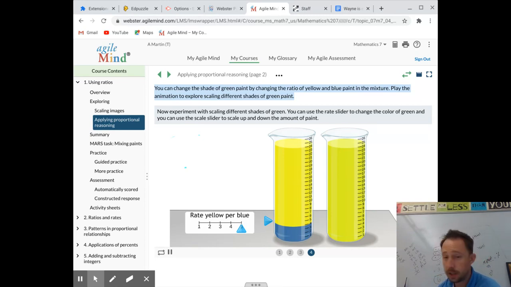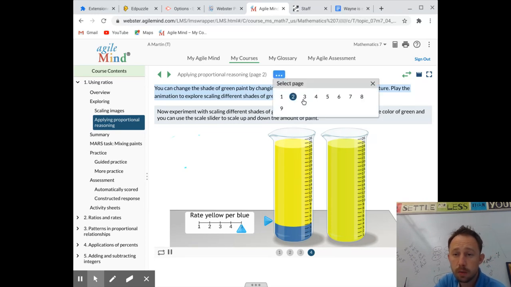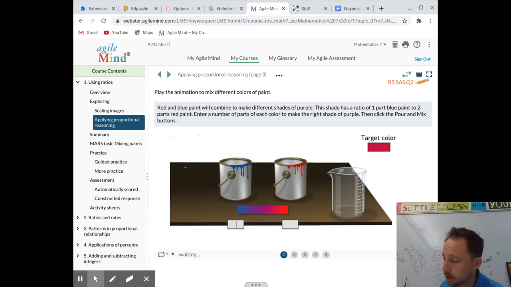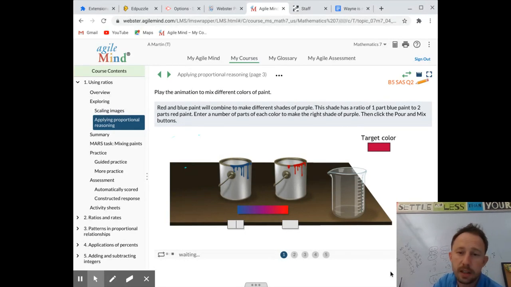Good deal. All right, we're going to go to page 3. So once again, we're going to click the 3 dots. We're going to click page 3. And this is actually going to be question 2 in your workbook, okay? So we're going to be looking at making purple and brown paint, and we're going to practice on finding the scale factor.